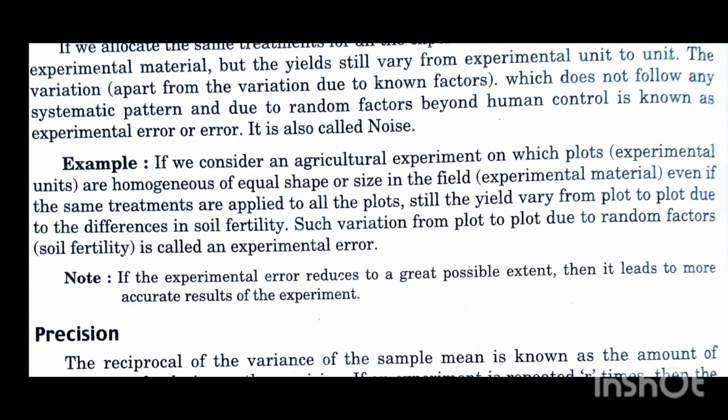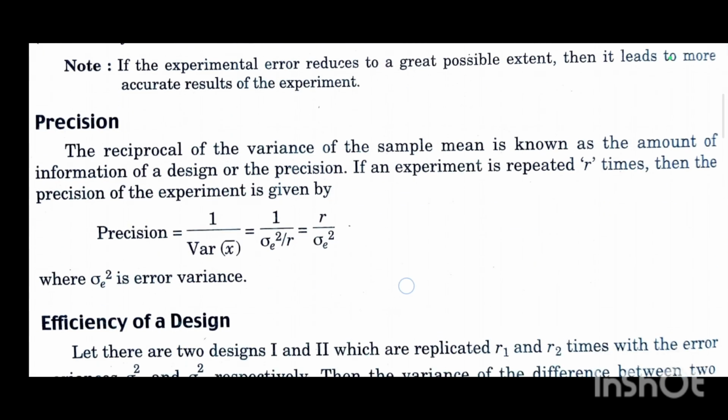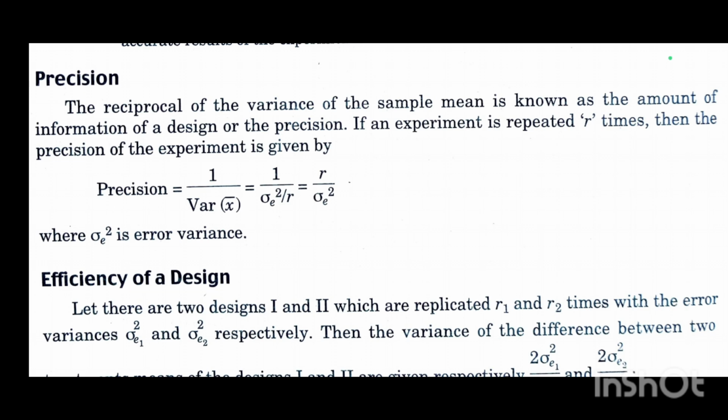You can see the example also. If we consider an agricultural experiment in which plots are homogeneous, of equal shape and size, and we apply the same treatments to all the plots, still the yield varies from plot to plot. Such variation from plot to plot due to random factors like soil fertility and water is called experimental error.